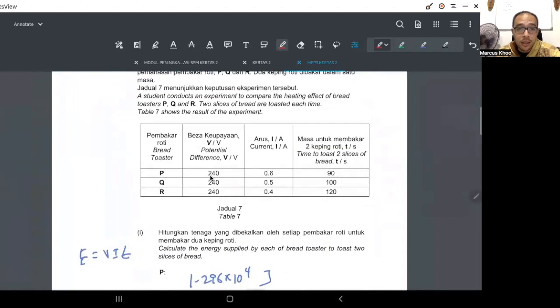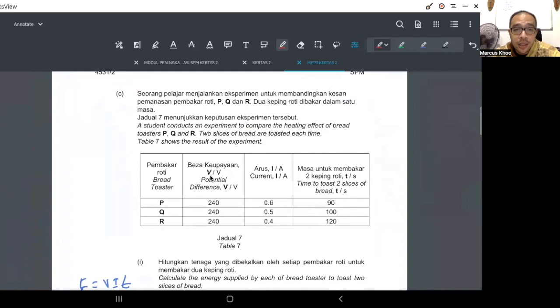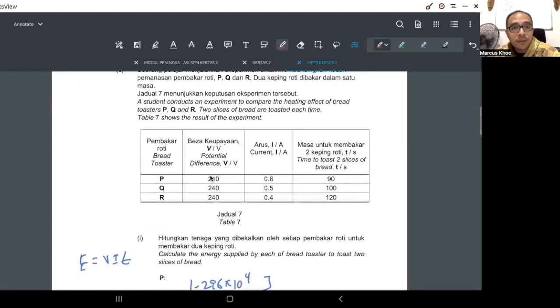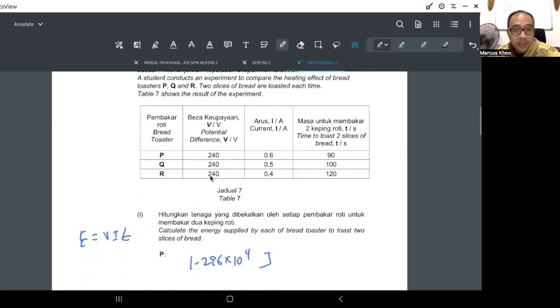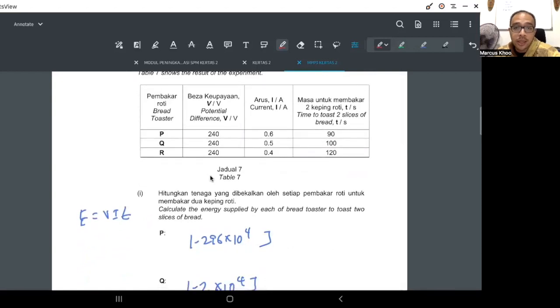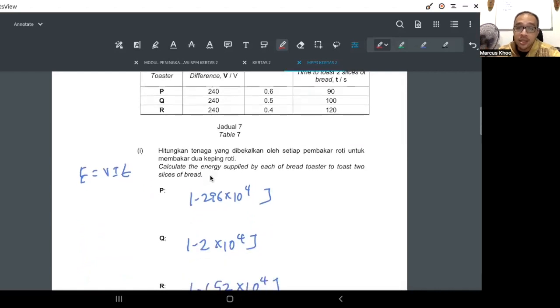Okay, now a student conducts an experiment to compare the heating effect of bread toasters P, Q and R. Two slices of bread are toasted each time. Table 7 shows the result of the experiment. So we have the bread toaster, potential difference, current, and the time to toast two slices of bread. Everything is given here. The good news is everything is in seconds, so you can actually calculate the energy that is supplied.